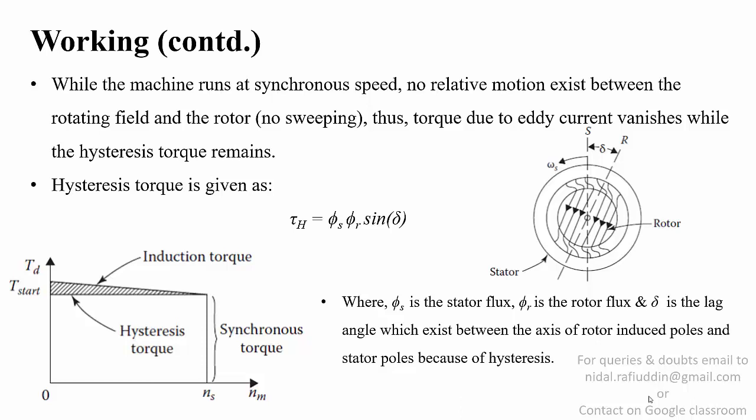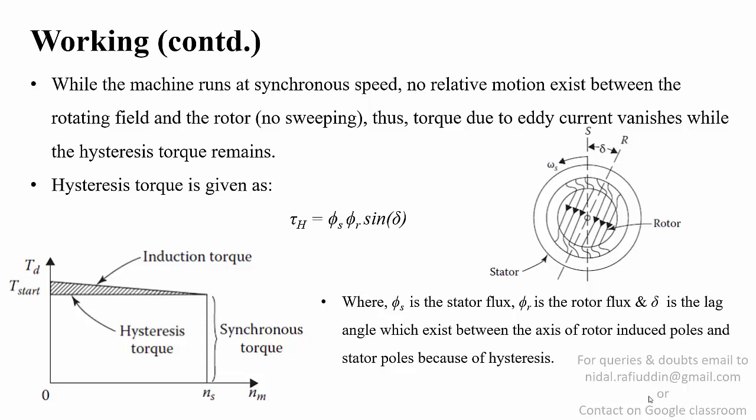Here the induction torque is shown by the shaded region, which gradually decreases with increase in speed of the motor, whereas hysteresis torque, irrespective of speed, is constant throughout. Now the hysteresis torque is given by the expression φs multiplied by φr into sin δ, where φs is the flux produced by the stator, φr is the rotor flux, and δ is the angle between the rotor flux and the stator flux at synchronous speed. This angle is called the lag angle.